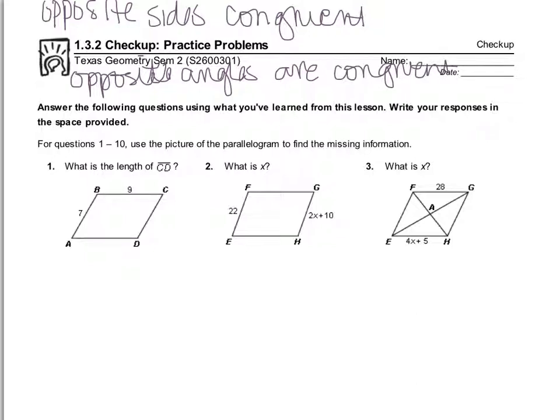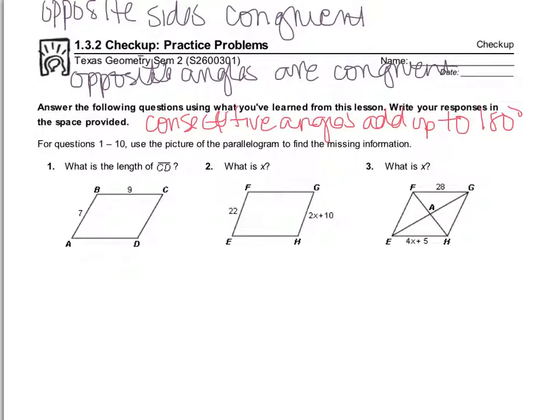We've also learned that consecutive, which means in a row or next to each other, angles add up to 180. And the last thing that we learned was that diagonals bisect each other. That means they split each other in half.